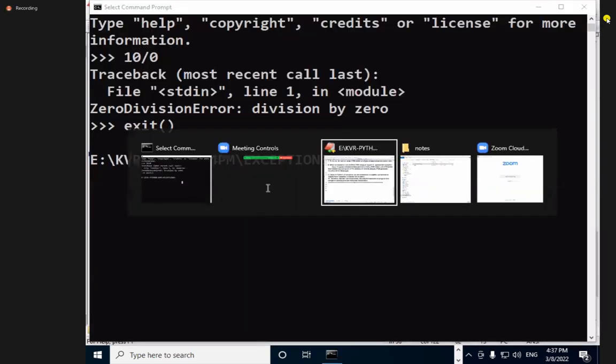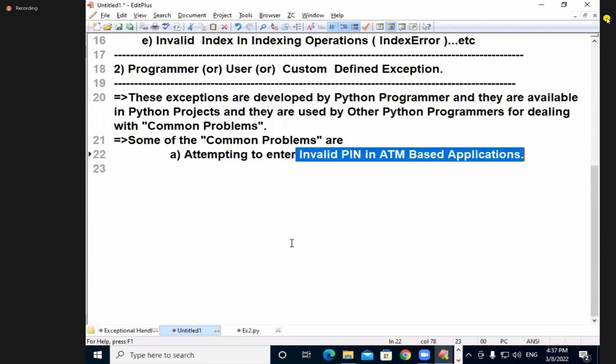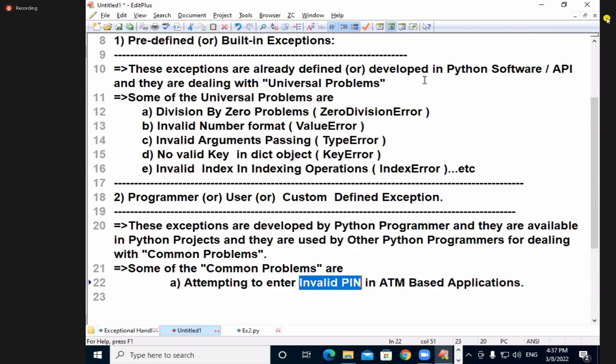So coming to the point, I am going to continue. Attempting to enter an invalid PIN. Invalid PIN is nothing but an exception. Exception means creating an object. To create an object, what is required? An exception class is required. Was it available in Python software? No. Since it is not there in Python software, I will develop my own exception.